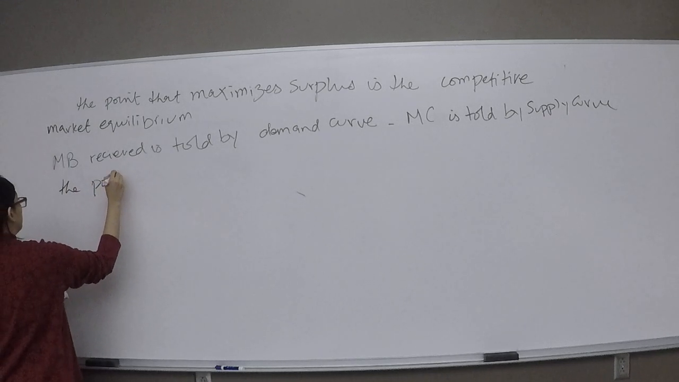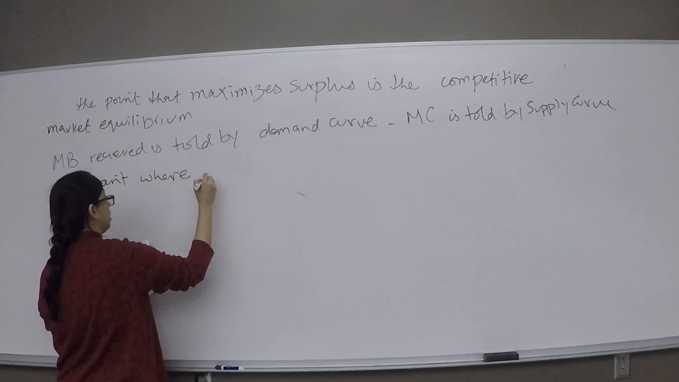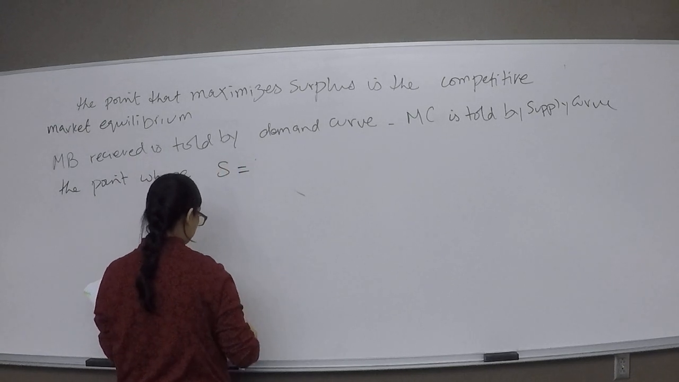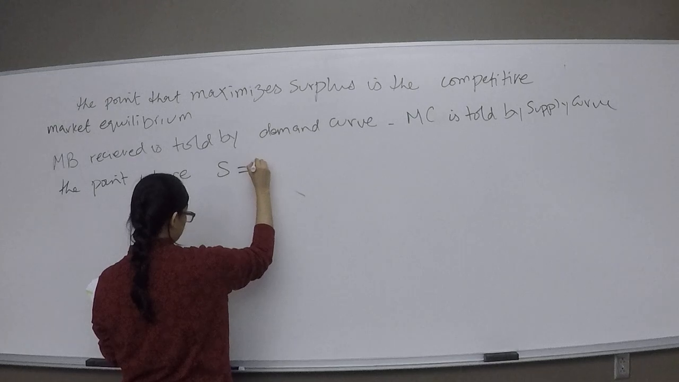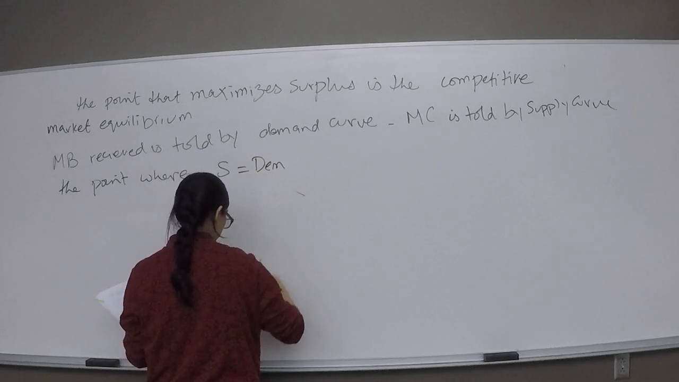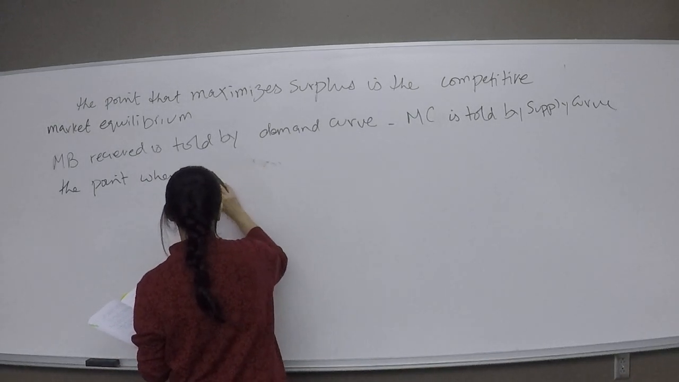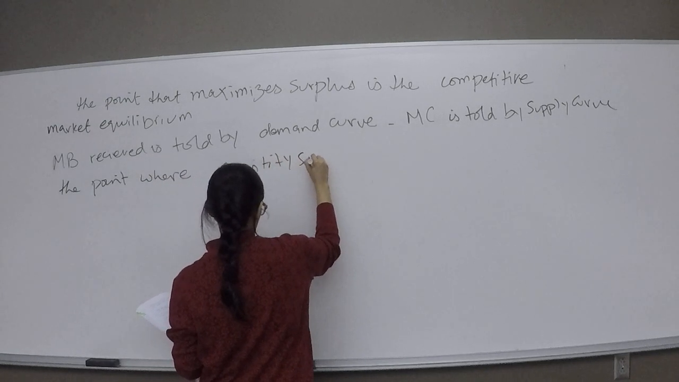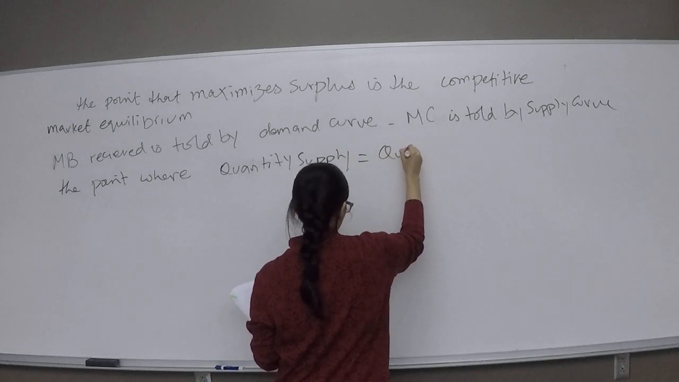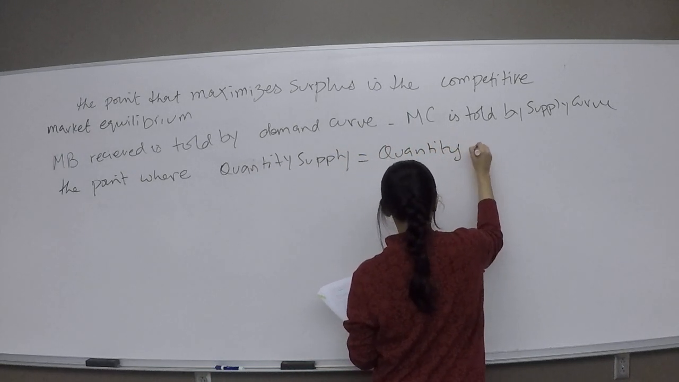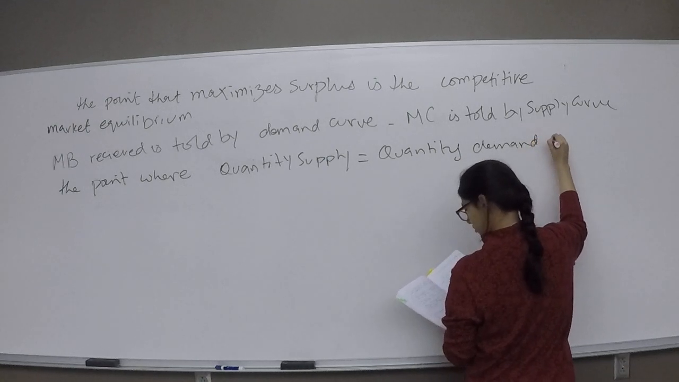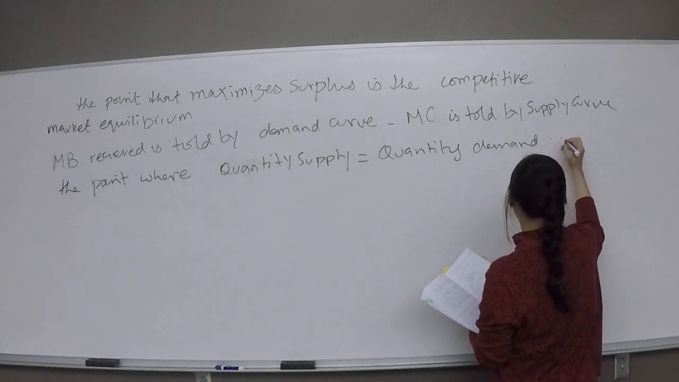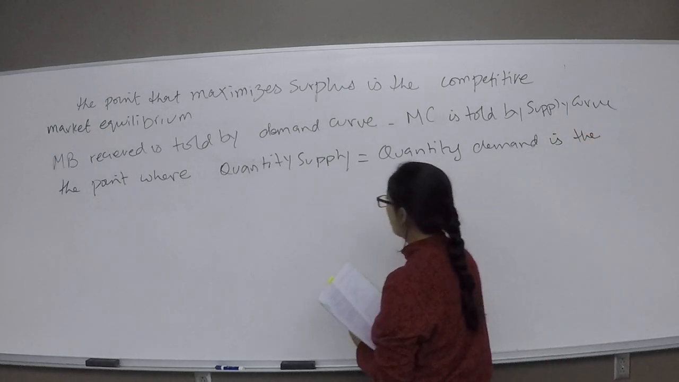The point where supply equals the demand, or the point where quantity supply equals quantity demand, is the competitive market equilibrium.